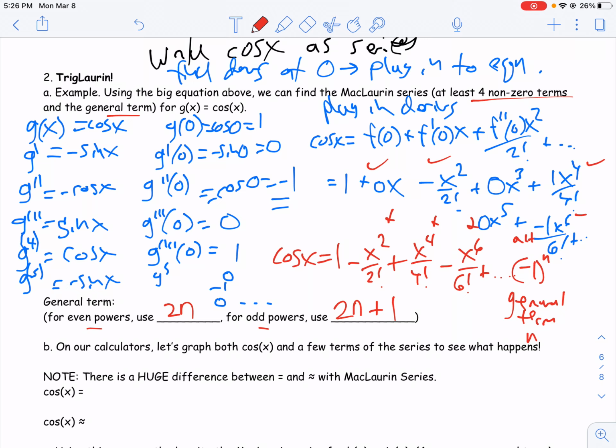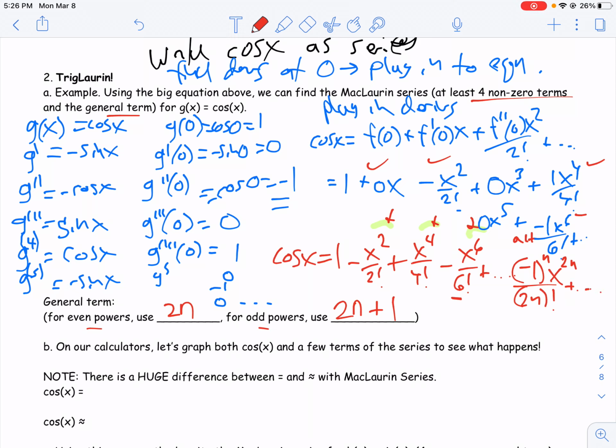Okay, so now I'm going to write the general term. I see that all my exponents that I have in here are the even ones. I have 2, 4, 6. So I'm going to have an x to the 2n. Okay, and then I notice, the factorial always just matches the exponent, right? 4 over 4 factorial, 6 over 6 factorial. So that's going to be an x to the 2n over a 2n factorial.